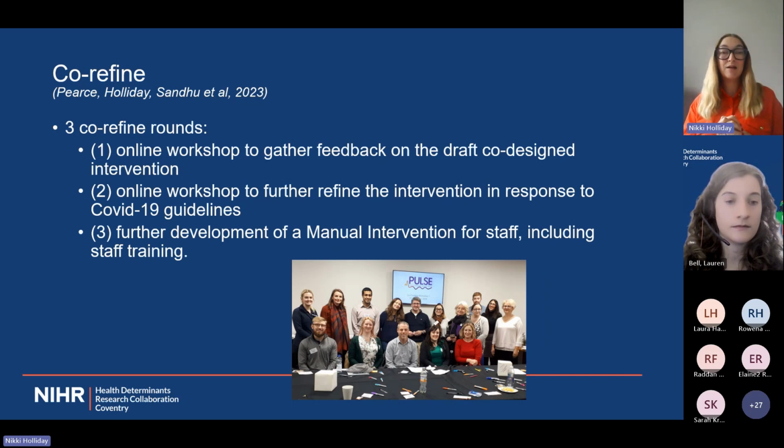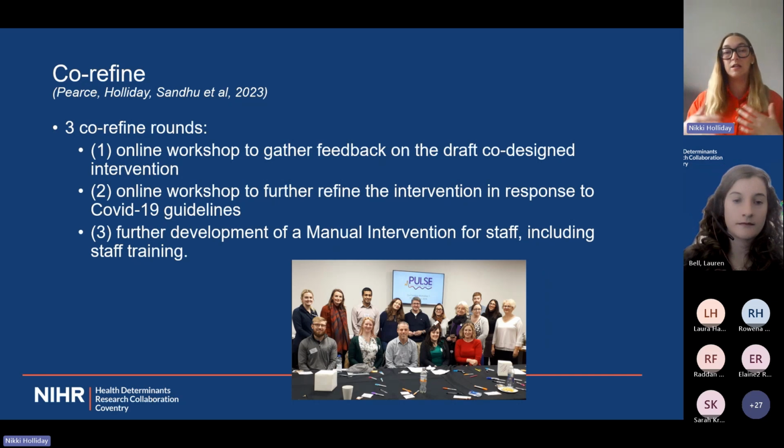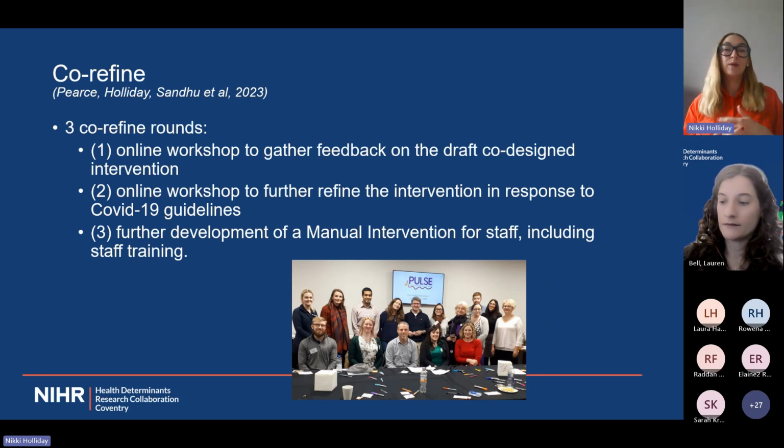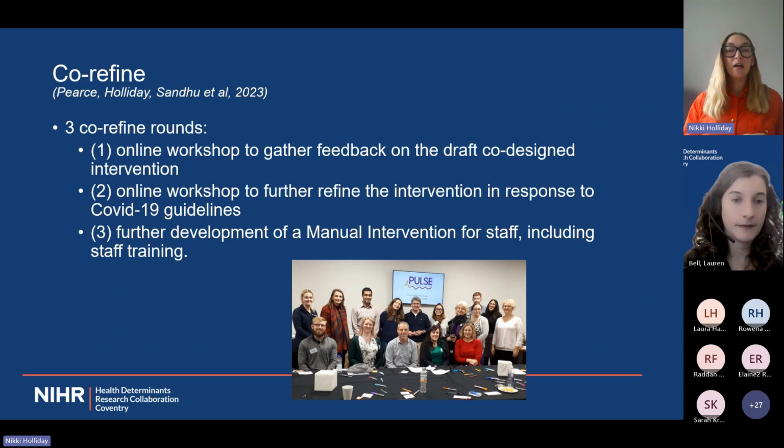And then we had 3 rounds of co-refining to say to people, this is what we think the intervention in the trial looks like. Are we close? What needs to be adjusted? What needs to be changed? So we had an online workshop to gather feedback on the draft that we had co-designed. And then we had another online workshop. During this time, we moved into the COVID era. So we initially had an intervention that had some face-to-face elements, but suddenly that became illegal and inappropriate. So we had to quickly further refine the intervention again to move it fully online.